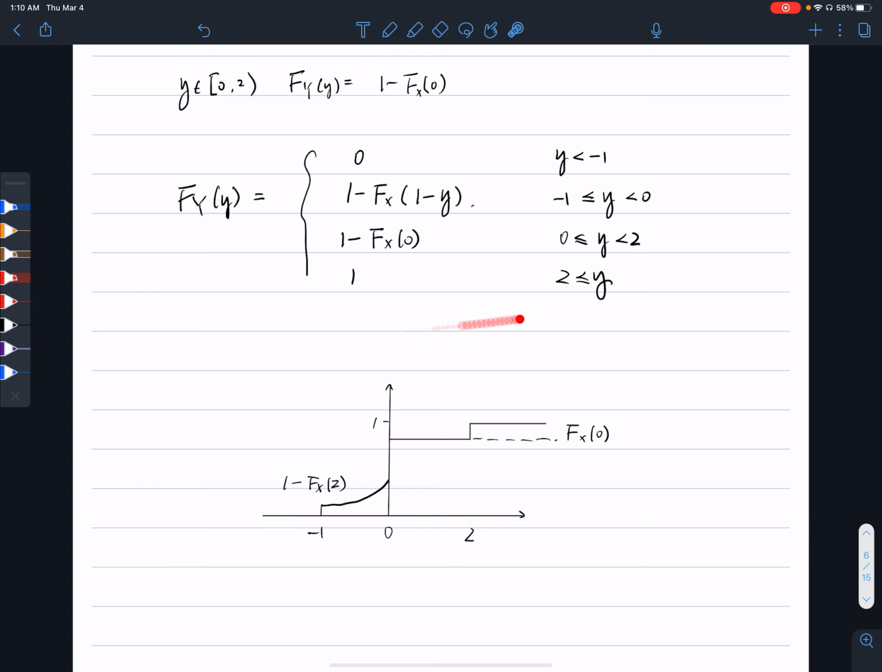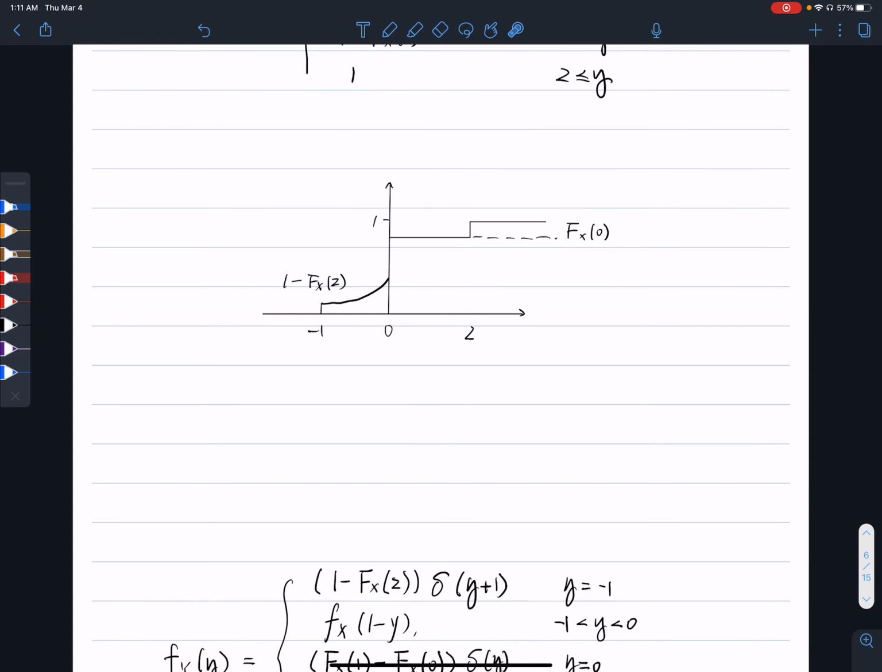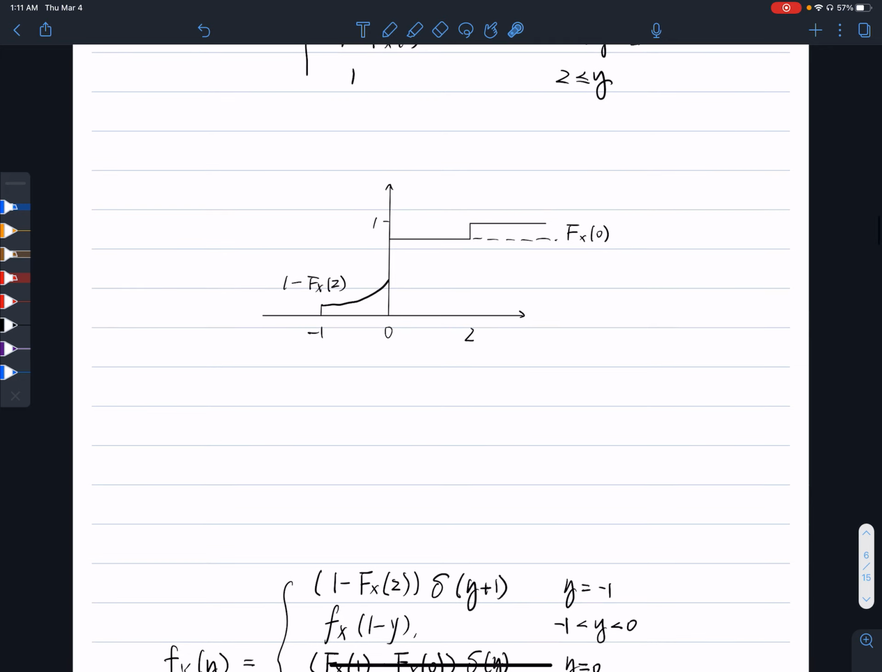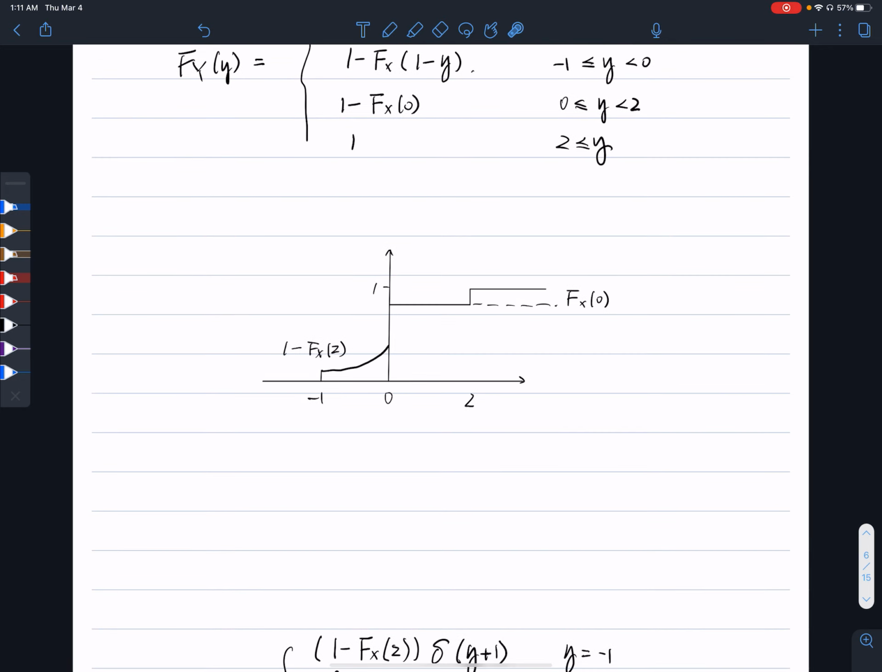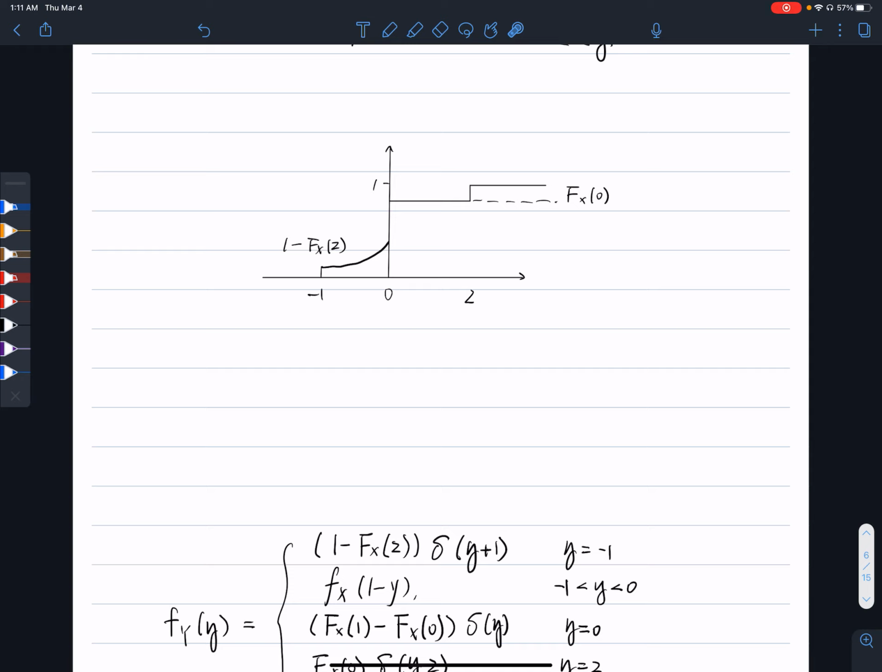According to this, we can draw the picture here. For the part less than negative 1, there is nothing. At y equal to negative 1, there is an impulse here, and then it increases here, and there is also an impulse here and an impulse at 2. We can easily see the density function. The weight here is 1 minus F_X(2), because that's the area here, since at y equal to negative 1 and plugging in, it's 1 minus F_X(2). So that's that times the impulse function.